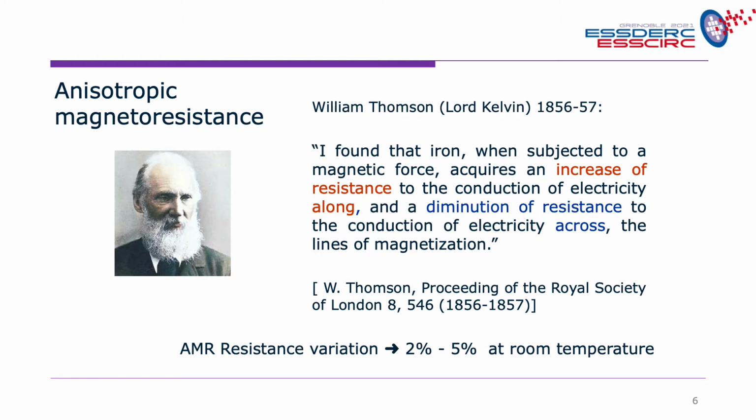So this was the start of the magnetoresistance that we now call anisotropic magnetoresistance. Anisotropic magnetoresistance, or AMR, has a variation of 2 to 5% at room temperature. So AMR can be detected in metals, for example, which can have an AMR effect of 2 to 5%. And interestingly, Lord Kelvin comes from the University of Glasgow, where I am from.